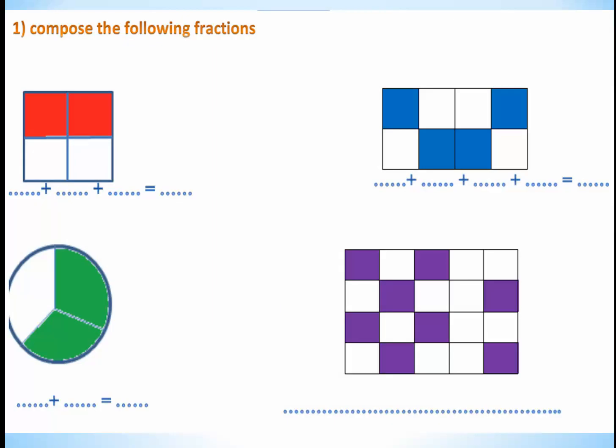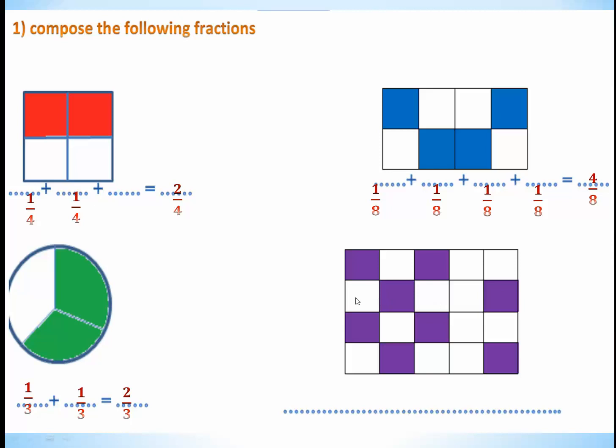Compose the following fraction. Let's compose it. Yes, 1/4 plus 1/4 equals 2/4. Sorry, this is a mistake. So it will be 1/4 plus 1/4 equals 2/4. Here, how many equal parts? 1, 2, 3, 4, 5, 6, 7, 8. So here we have 1/8 plus 1/8 plus 1/8 plus 1/8 equals 4/8. Here, how many equal parts? 3. So it will be third plus third equals 2/3. Here, how many parts? We have here 1, 2, 3, 4, 5.